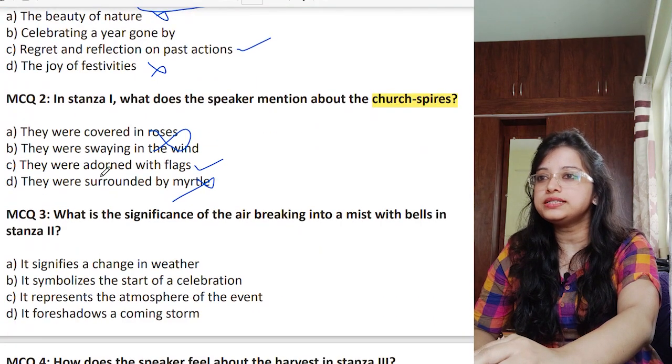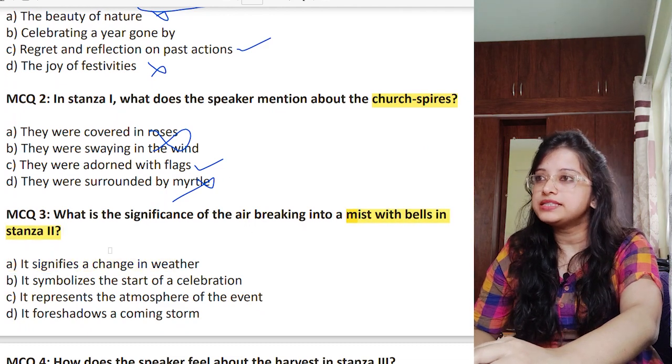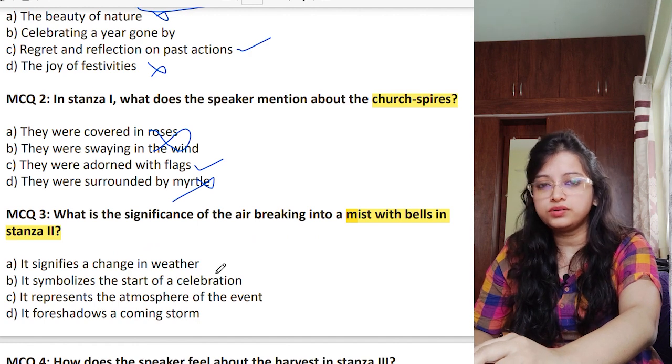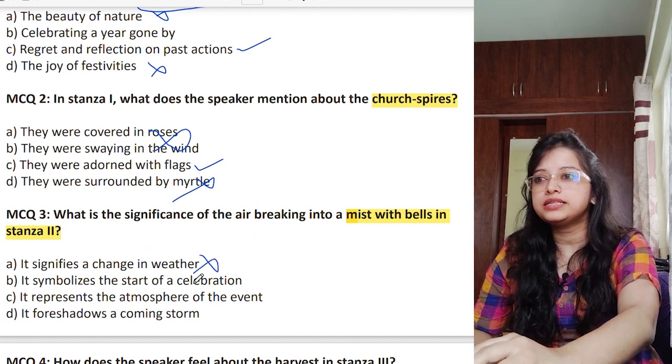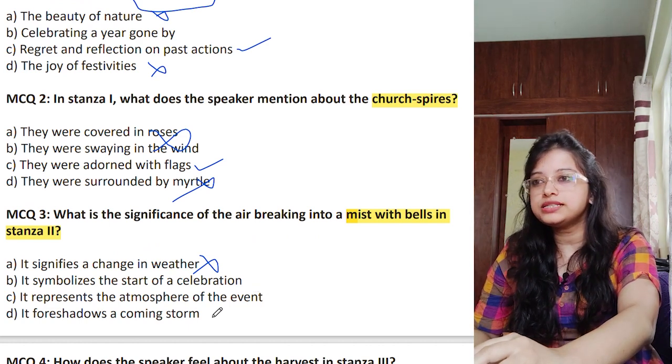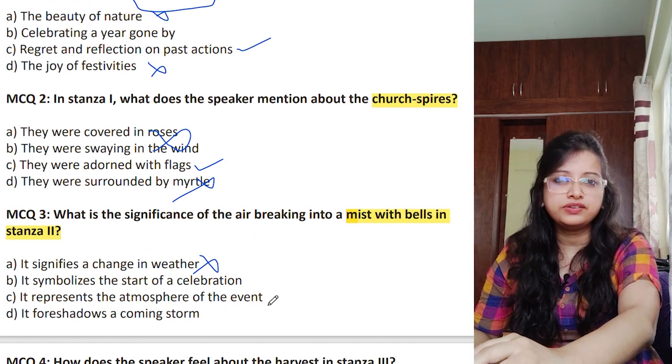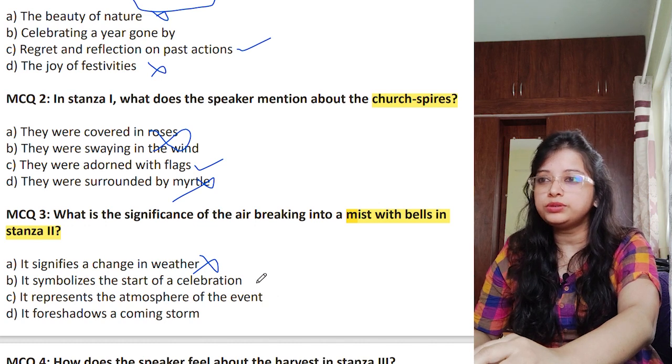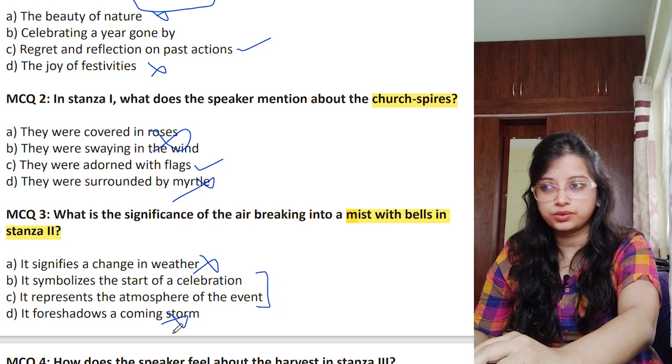MCQ 3: what is the significance of the air breaking into a mist with bells in stanza 2? Okay, it signifies a change in weather. What kind of a weather? Of course not. It symbolizes the start of a celebration. It represents the atmosphere of the event. What event? It is not highlighted. You see, both B and C are favorable options. Foreshadows a coming storm, nothing as such. Okay.